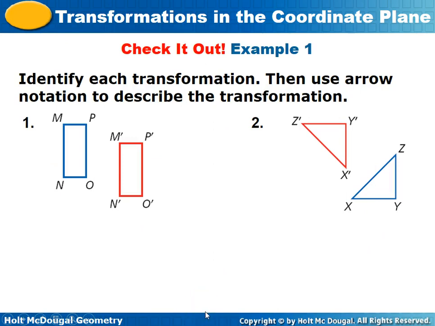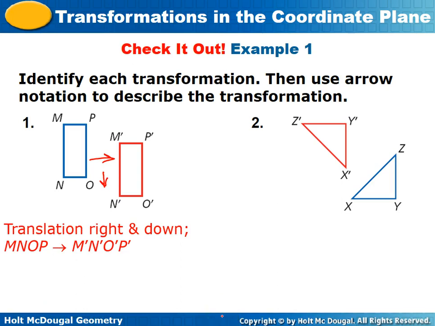So we're going to identify each transformation and use arrow notation to describe the transformation. First of all, I noticed that none of the letter orientation changes. So M is top left, P is top right, N is bottom left, and O is bottom right. So this is going to be a translation. So the question is, how did it translate? Well, I notice it's translating to the right and down. So that's what we're going to say. Now we don't know how much because it's not on a grid, but that was the translation. So MNOP translates to MNOP prime.